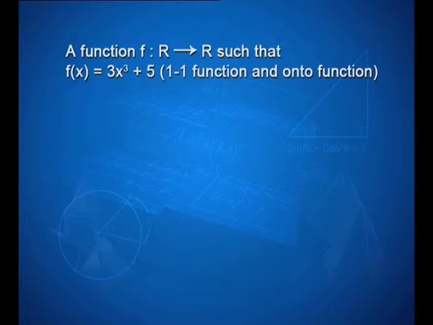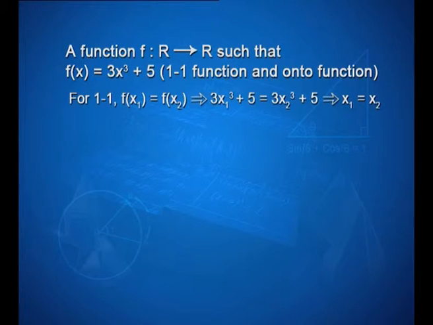3x cube plus 5. Now, we have to show whether this function is one-one and onto. For one-one function, let f of x1 equal f of x2. This implies 3x1 cube plus 5 equals 3x2 cube plus 5. On simplification, x1 comes out equal to x2. Therefore, f is one-one.